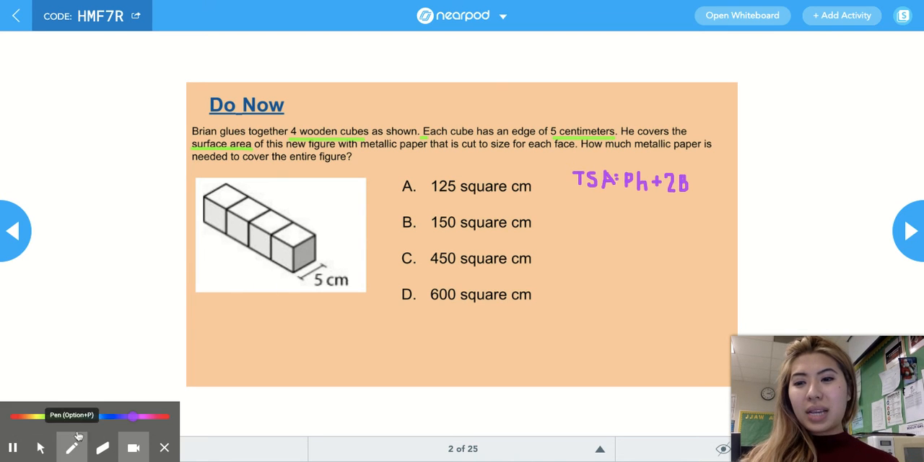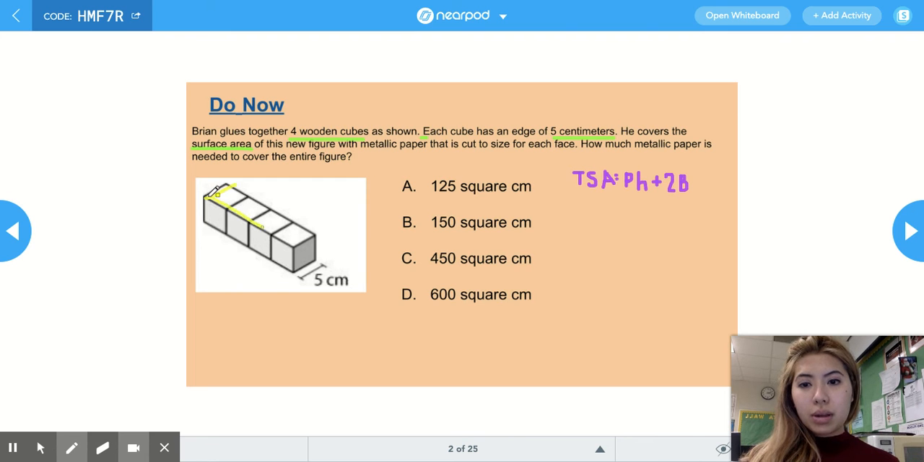So I'm going to highlight what our base is. In this case, our base is going to be our top and our bottom shape. Because we can't see the bottom rectangle, I just highlighted the top since I know it's the same. And so each side of the square is 5. So that means the height of the shape is going to be 5 centimeters. And since there's 4 cubes or 4 squares, and each side is 5, I know that this side length up here is going to be 20, since 5 plus 5 plus 5 plus 5, or 5 times 4 is 20.